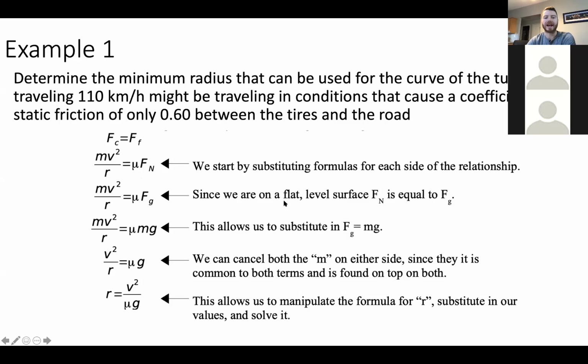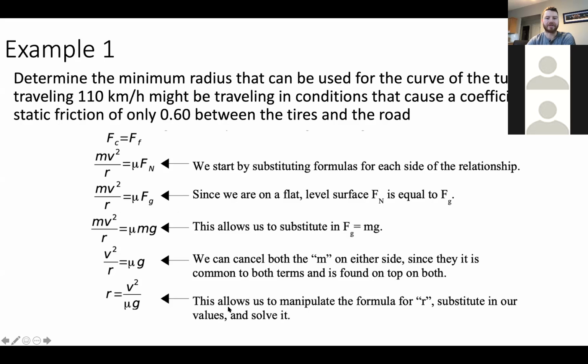Because we're on a flat level surface, the normal force is equal to the force of gravity. The force of gravity is equal to mass times the acceleration due to gravity. So we'll substitute that in there. Because we have mass on both sides, those will cancel out.